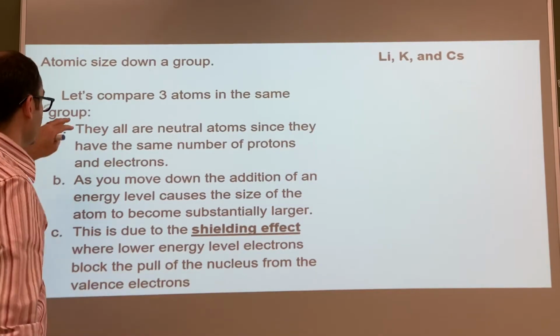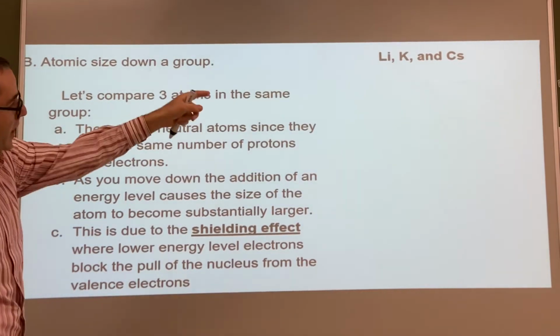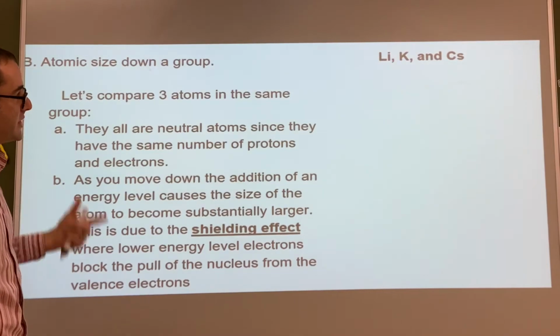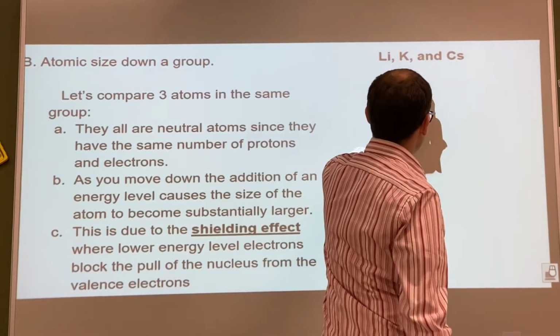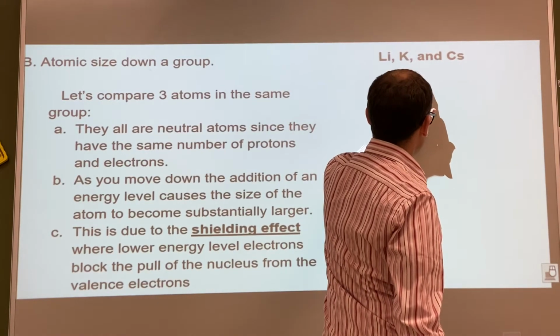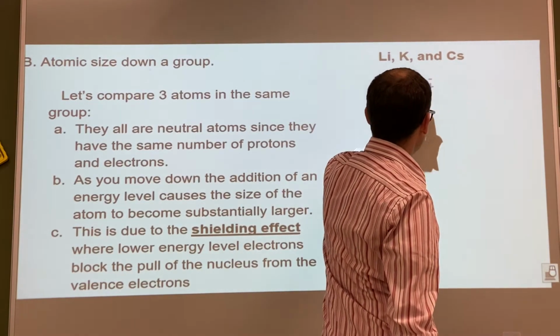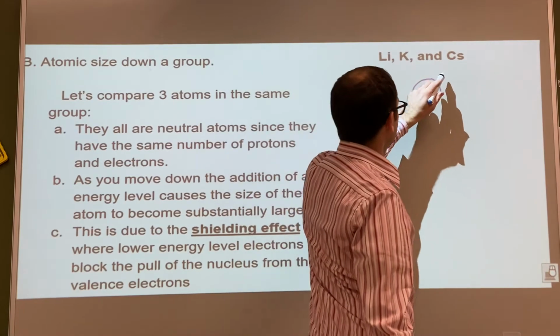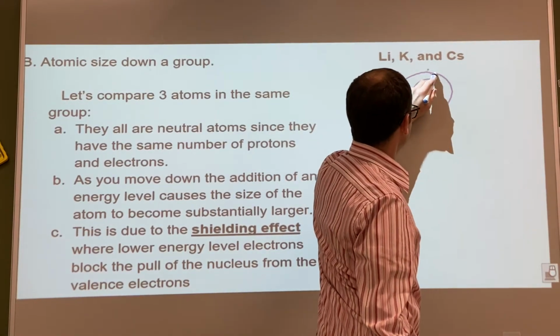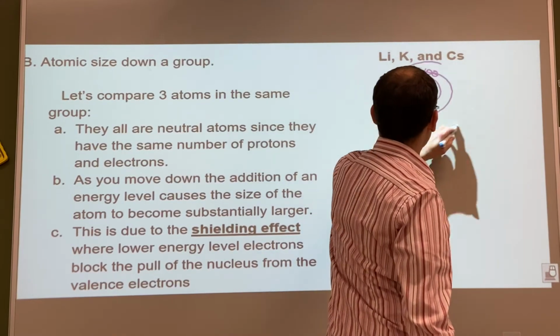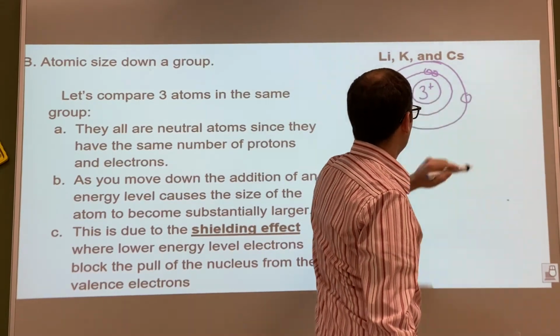So we're going to compare 3 atoms. The 3 atoms we're going to compare are lithium again, potassium, and cesium. Now with this one, you can draw them along because I think it's going to make a lot of sense how it works out. So lithium still has 3. How many electrons in the first energy level? 2. Second energy level? 1, right?